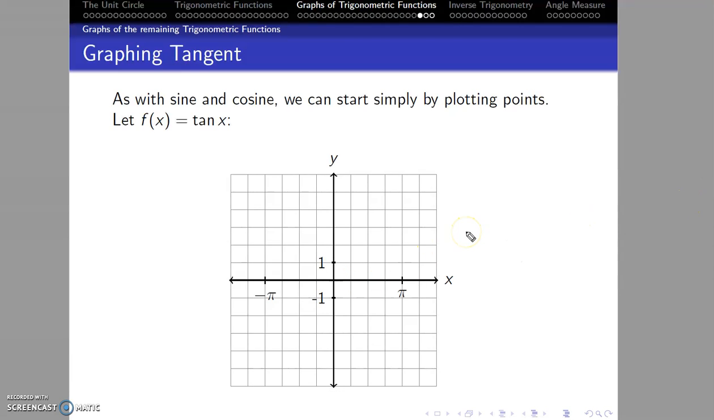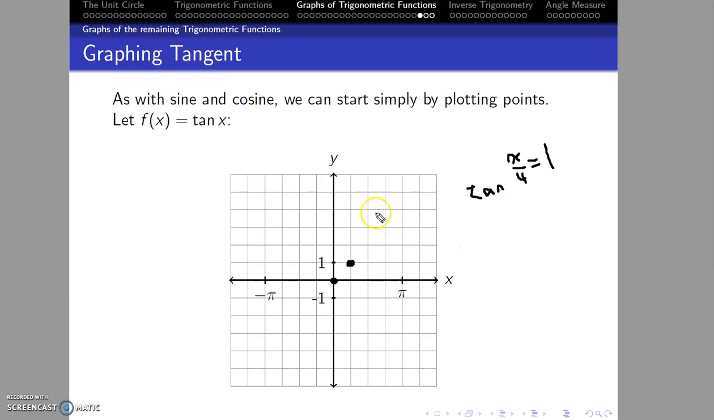Now first of all, I need to find tangent of 0, which is sine of 0 over cosine of 0. Sine of 0 is 0, cosine of 0 is 1, so that is my first point right there. Then comes tangent of pi over 4. And that's sine of pi over 4, which is root 2 over 2, over cosine of pi over 4, which is also root 2 over 2. So we see that the tangent, the ratio of those two values, is 1.